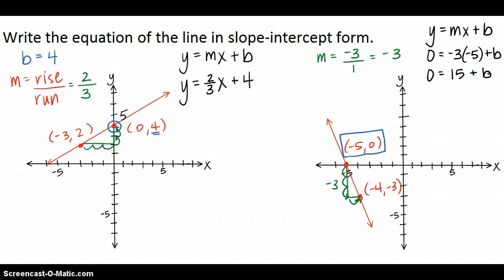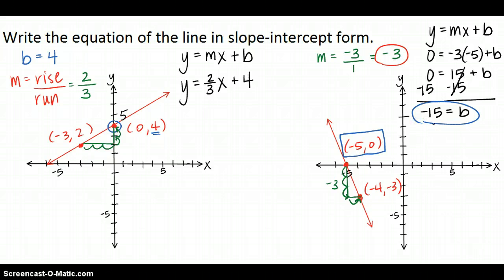Again, we want to solve and have the b be the only thing on the right-hand side, so we need to move a +15. We know to do that, we need to subtract 15 from both sides. 0 minus 15 is -15, equals b. So our slope is -3, and our y-intercept is -15.